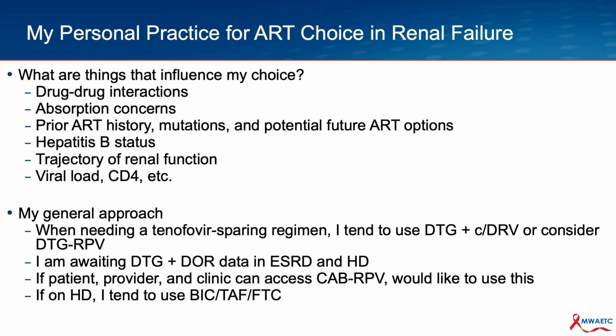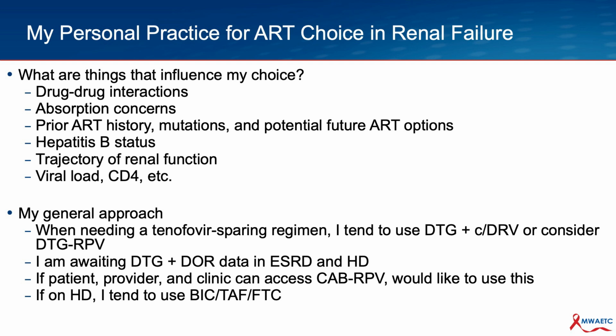And so my personal practice for ART choice in renal failure is that there's a lot of stuff that goes into it. Again, no one size fits all. I think about drug-drug interactions, absorption concerns, prior ART history, mutations, and potential future ART options. I think about their Hep B status. I think about the trajectory of their renal function. How long do I think that they're going to be with a creatinine clearance less than 30, are they going to go on to HD soon? And then what's their viral load and CD4, especially if I'm considering a rilpivirine containing regimen.